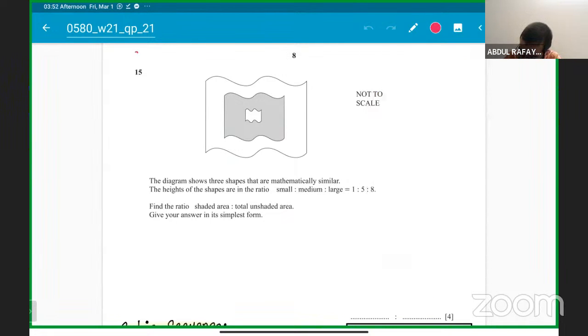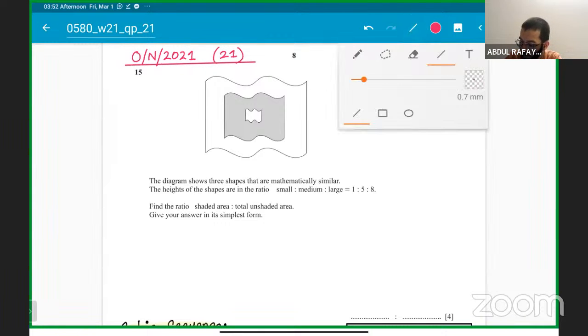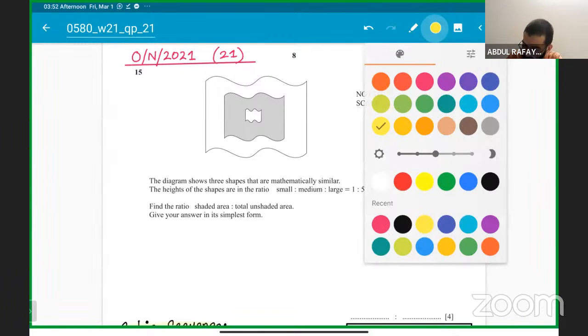So let's write down the year first. This is topical past papers we are doing. This one is from October, November 2021, Paper 2, Variant 1. A very good question we have.